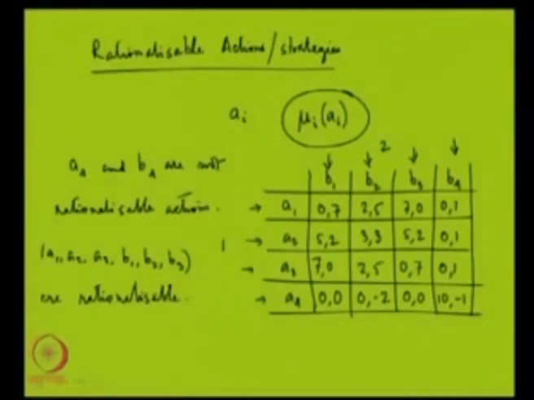Why A4 is not rationalizable is that this is dependent on the fact that B4 is not rationalizable. A4 by player 1 can be played. It is not that A4 cannot be played. A4 can be played if player 2 plays B4. You see, if B4 is played, A4 is the best response for player 1. However, there is no rationality for B4 to be played. We have just said that B4 cannot be played under any circumstances. Therefore, the justification of A4 also goes, because the justification of A4 is dependent on the justification of B4, and there is no justification of B4. Therefore, A4 is also not rationalizable.